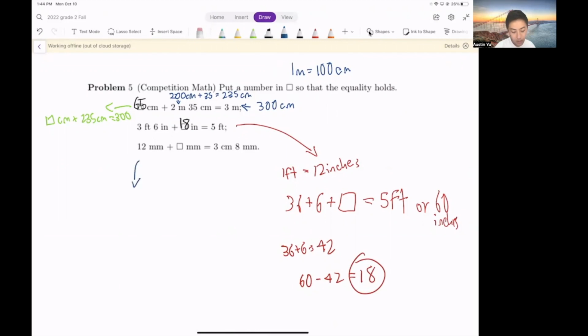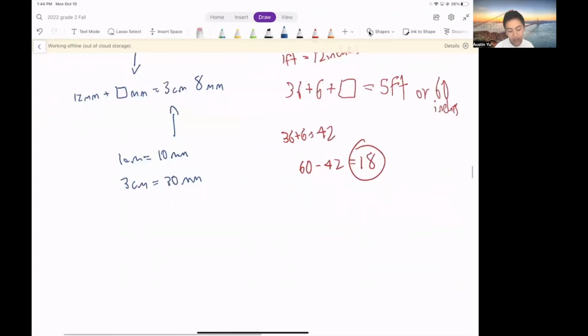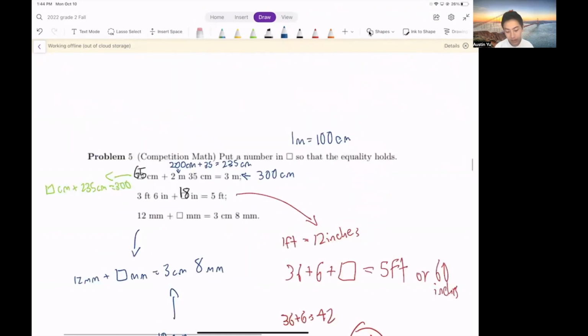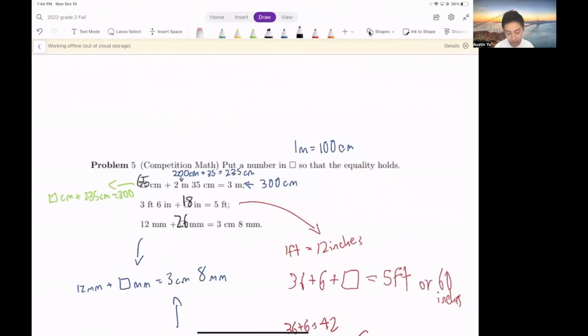And finally, the last one is 12 millimeters plus something millimeters equals 3 centimeters and 8 millimeters. And we know that 1 centimeter equals 10 millimeters, so 3 centimeters is equal to 30 millimeters. And 30 millimeters plus 8 millimeters is equal to 38 millimeters. And then 12 millimeters plus something equals 38 millimeters, and that gives us 26 millimeters. So therefore, we put 26 in the equation.